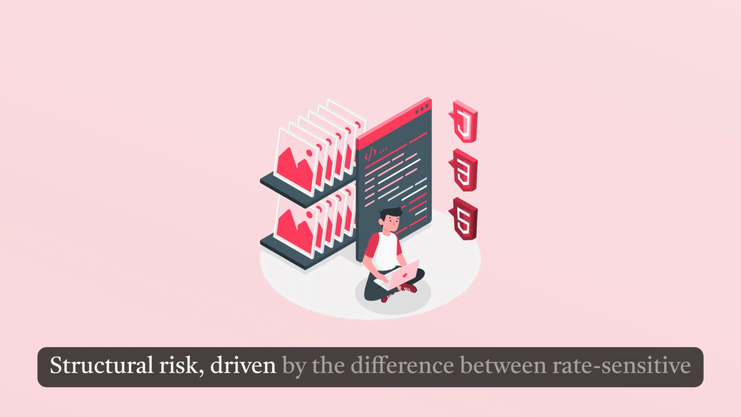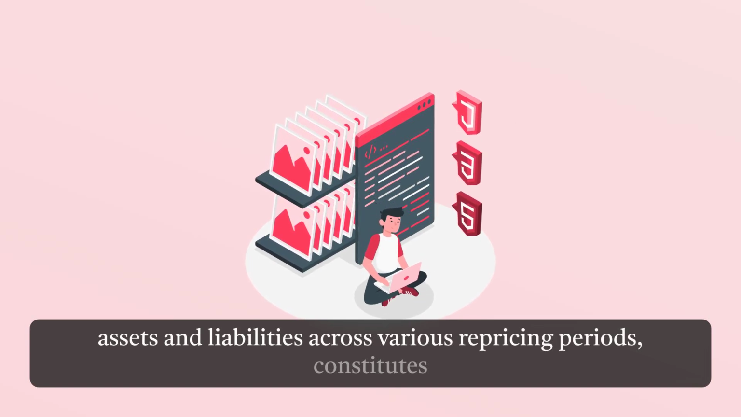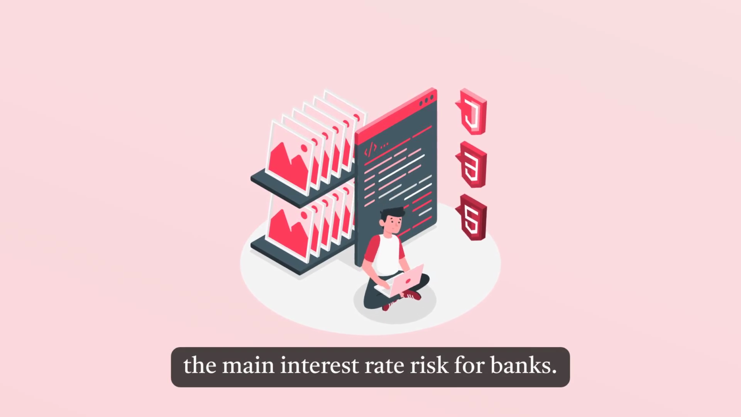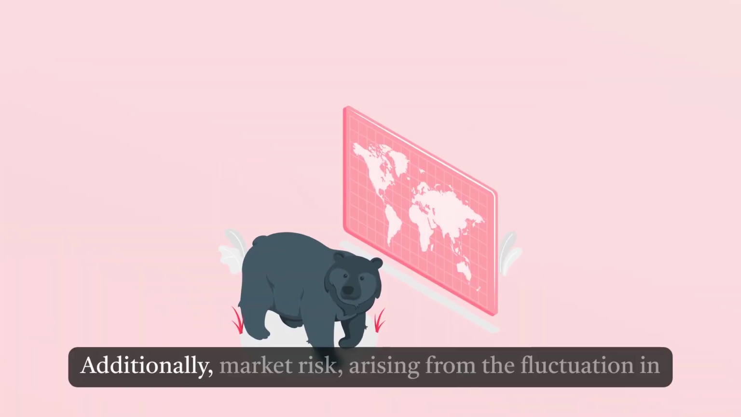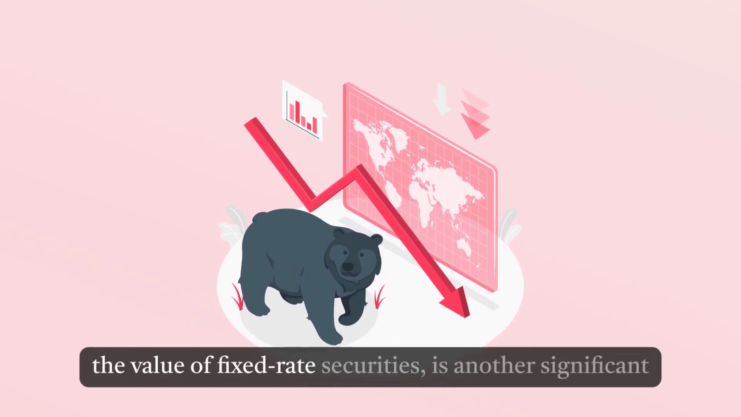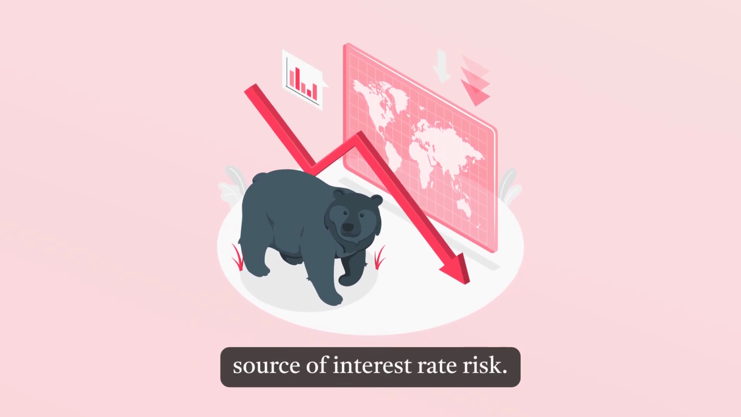Structural risk, driven by the difference between rate-sensitive assets and liabilities across various repricing periods, constitutes the main interest rate risk for banks. Additionally, market risk, arising from the fluctuation in the value of fixed-rate securities, is another significant source of interest rate risk.